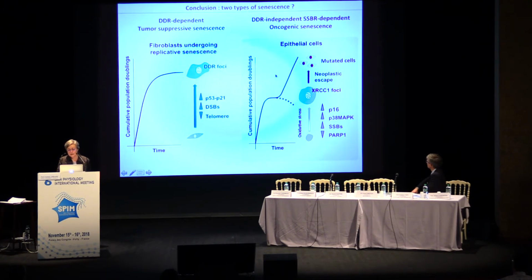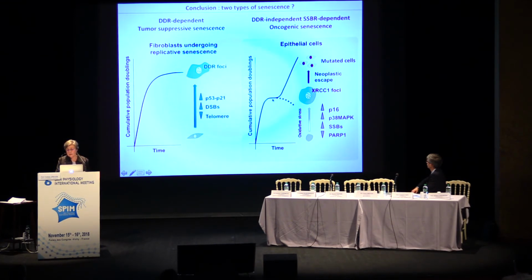But in keratinocytes, and actually in other epithelial cell types, such as mammary epithelial cell types, senescence is due to oxidative stress. There is no telomere shortening, no generation of double-strand breaks, but there is a decrease in PARP1 expression, which leads to the accumulation of unrepaired SSB, which will lead to the activation of the P38 MAP kinase and to the P16 cell cycle inhibitor.